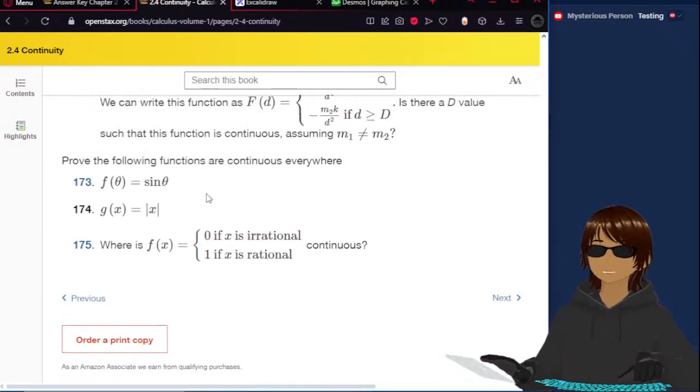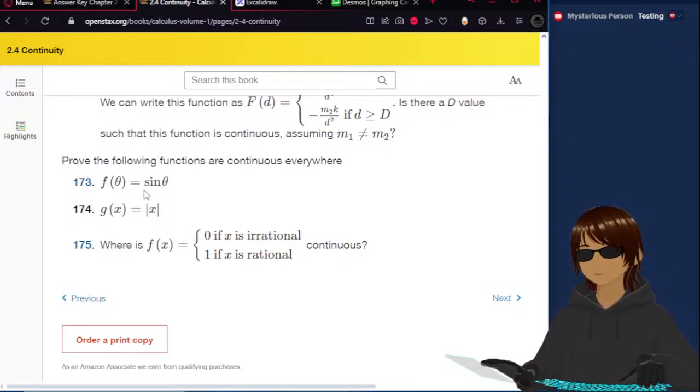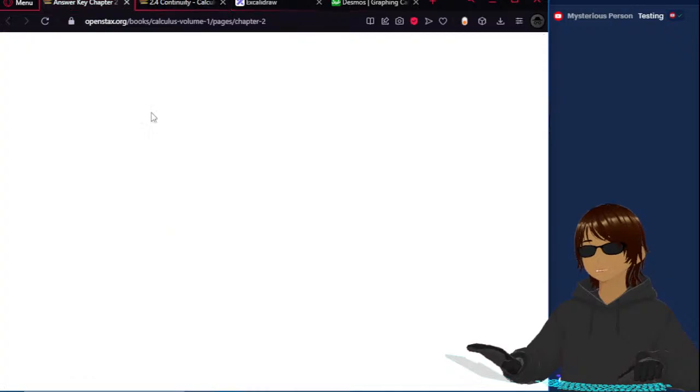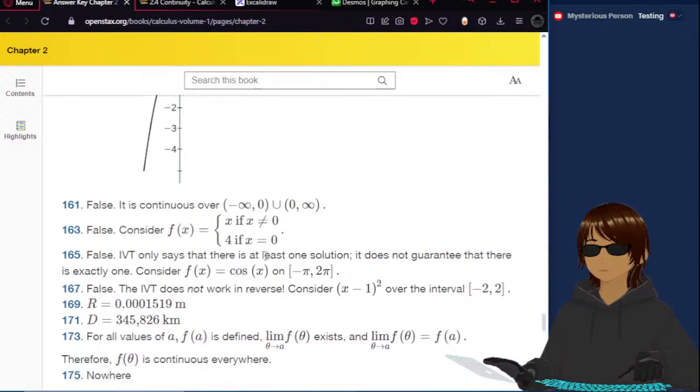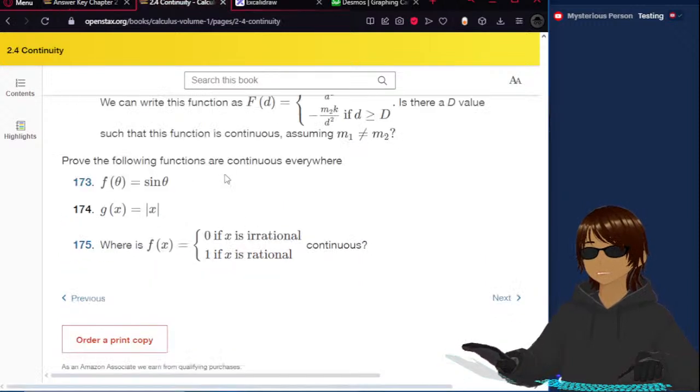Okay, let's do the last one. Prove the following functions are continuous everywhere. Hmm. How do I prove it? Like, I know what the sine theta graph looks like, but would that be enough? 173. Okay.